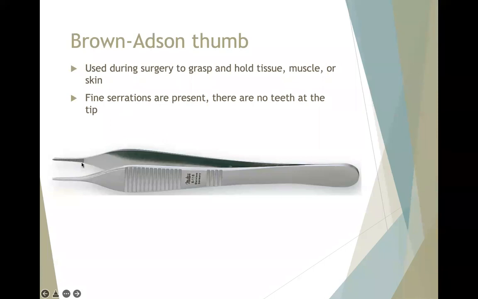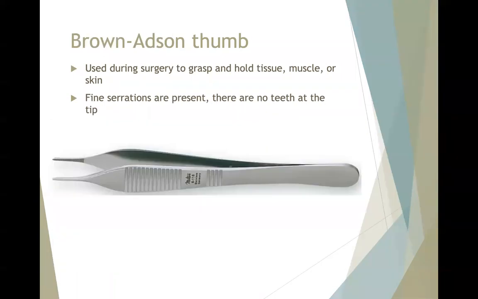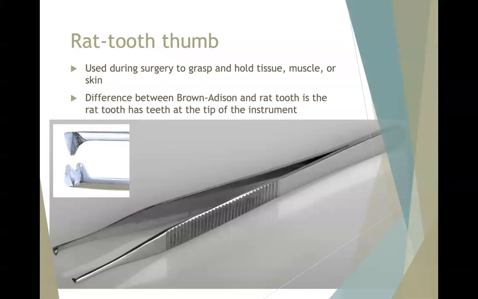Now, they have really fine serrations going up the jaw, but they don't have any teeth present at the tip. So they look really similar to our forceps with those serrations going down the jaw. They just don't have that locking mechanism. Versus our rat tooth thumb forceps, these are a little bit longer. As you can see, going back and forth, these brown Adsons are way shorter, while the rat tooth do come in a lot longer lengths.